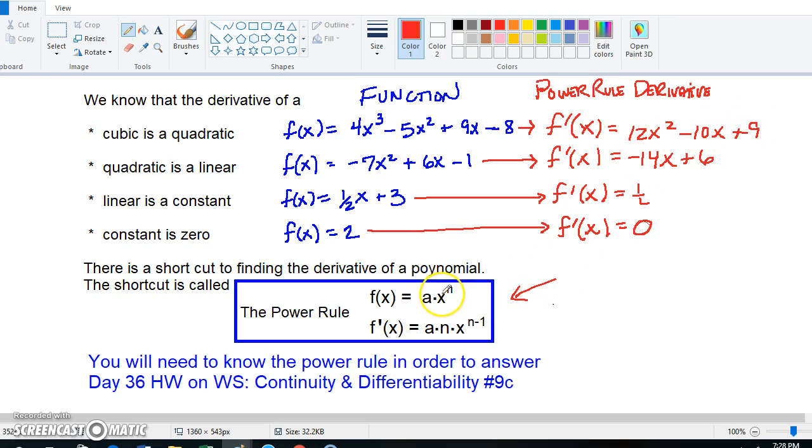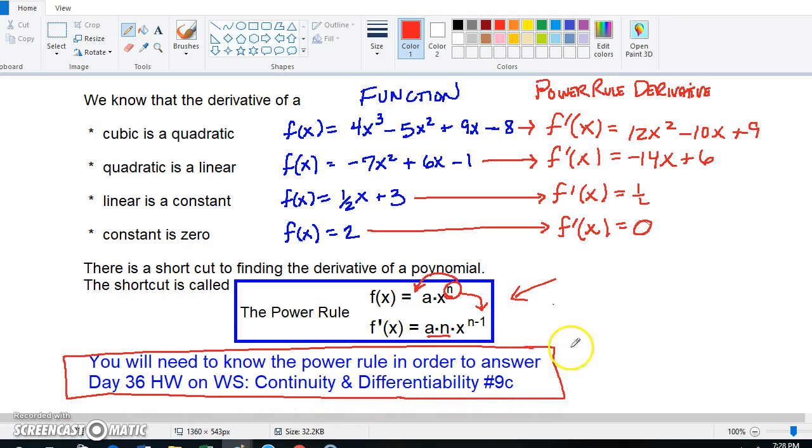Here's the power rule. The exponent comes down in front to join the coefficient and gets multiplied. Then you reduce the exponent by 1. You will need this to answer 9C on the homework. Good luck. See you tomorrow.